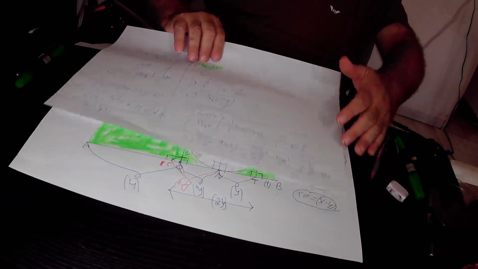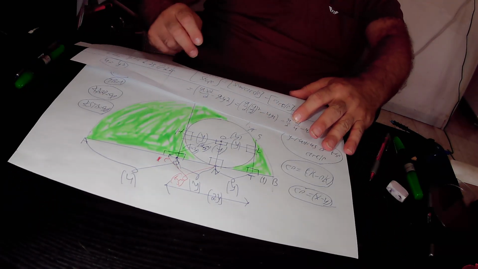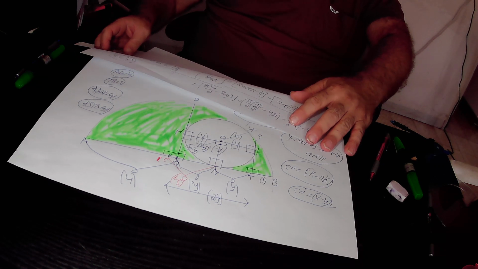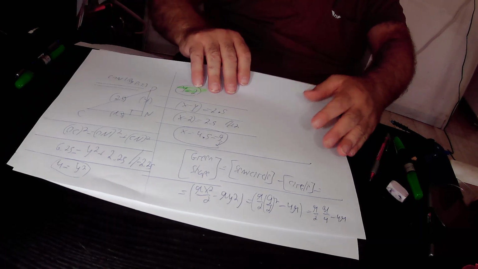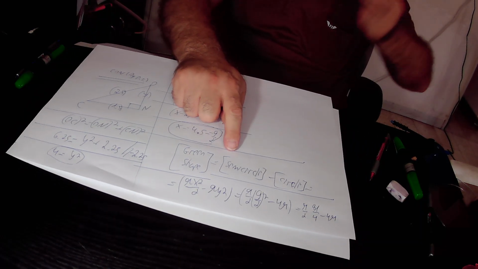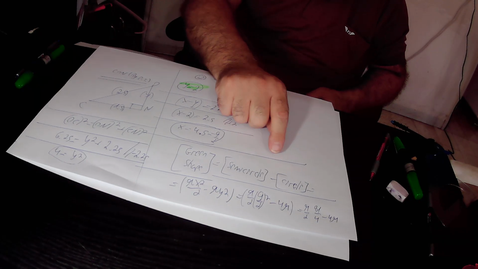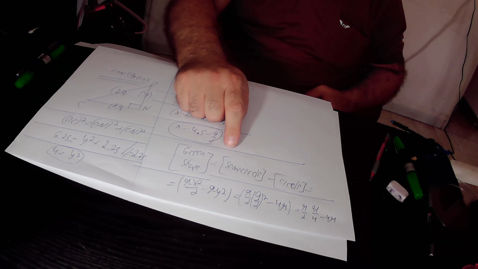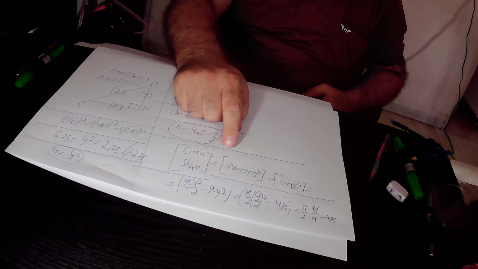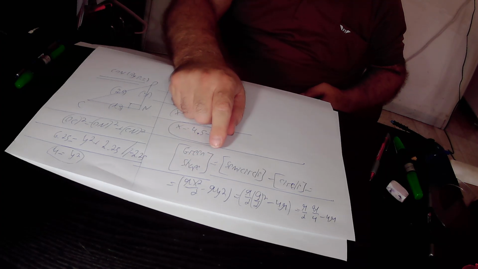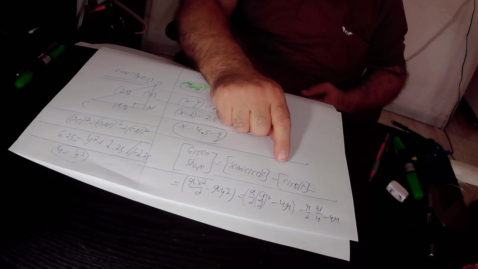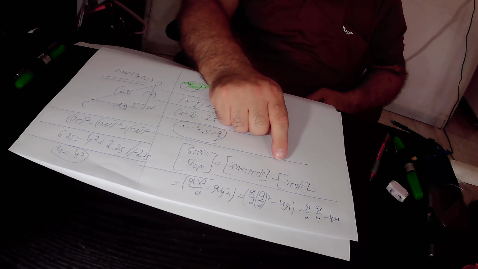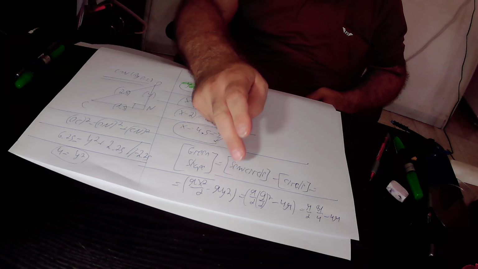Our task is to find out the area of this green shape. So what is the area of the green shape? The area of the green shape must be equal to the area of the big semicircle minus the area of the small circle. What is the area of the big semicircle? The radius of the big semicircle is x, therefore the area must be equal to pi x squared over 2. So the area of the green shape equals pi x squared over 2 minus the area of the small circle. The radius of the small circle is y, therefore the area of the small circle must be equal to pi y squared.